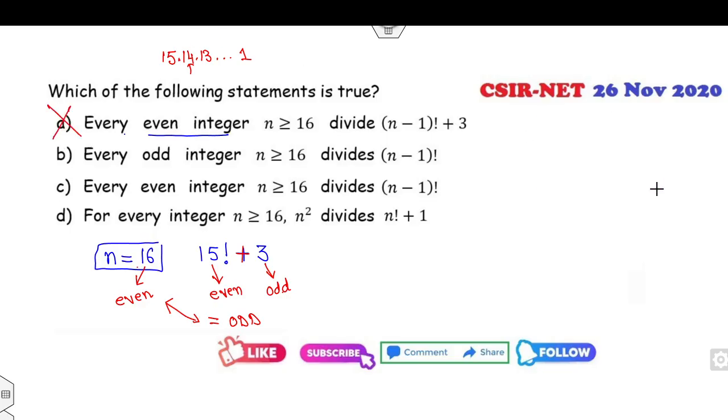Look at the second option. Every odd number. So you can choose any odd number. The smallest odd number is 17. So then is it 17 divided by 16? This is a prime number.